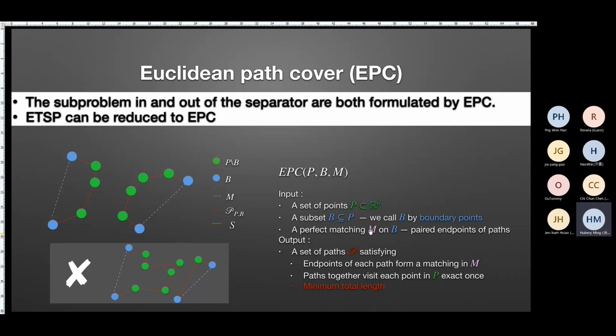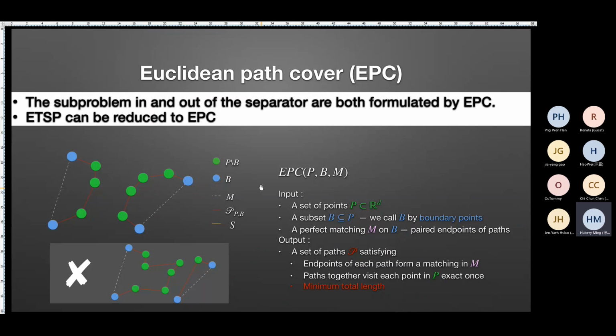So what is the perfect matching? Given the boundary points, we would like to find the perfect matching. That means we would like to give a pair for each point of the boundary points. So this is an instance of a perfect matching on B. We could pair these two boundary points and these two boundary points, and these two pairs form a perfect matching.